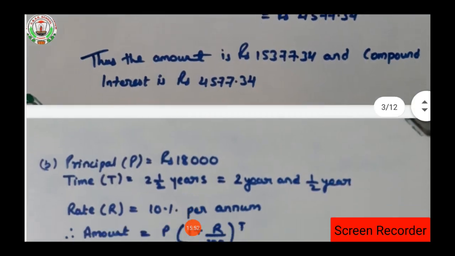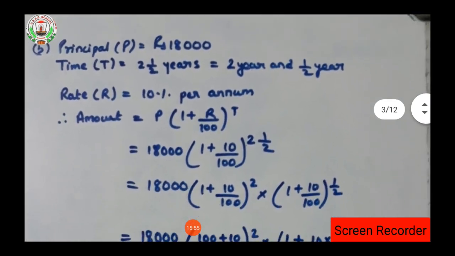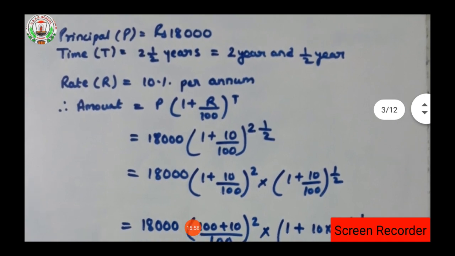Okay. Next question is, what is the next question? B part. Principal is how much? Principal is given as 18,000. Okay. Time is given as 2.5 years. 1/2 year. So how to write 2.5 years? 2 years and half year it will be, isn't it? 2.5 years, that means 2 years and half year. Half year, that means 6 months, isn't it? Now after that, what is the rate we are having here? Rate is 10% per annum, that means compounded annually.